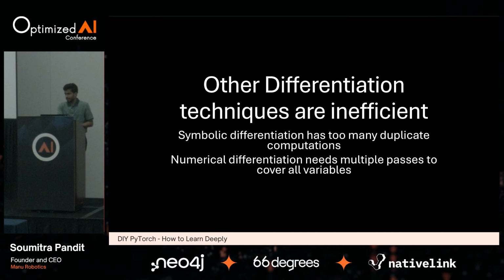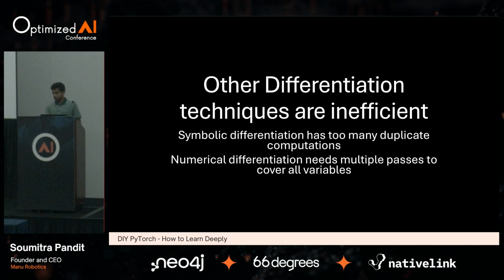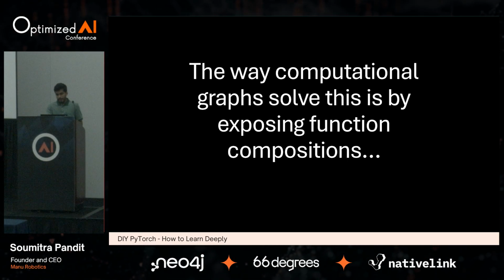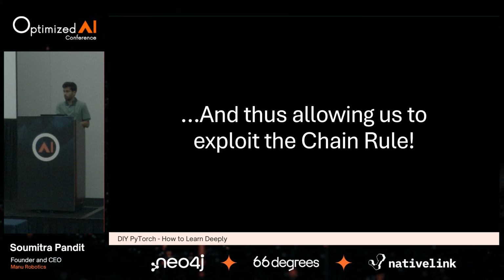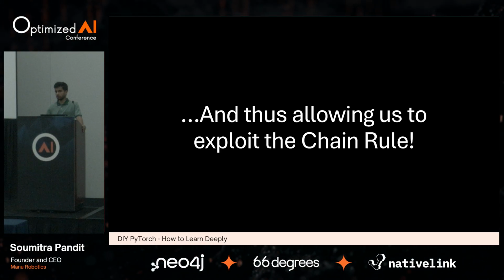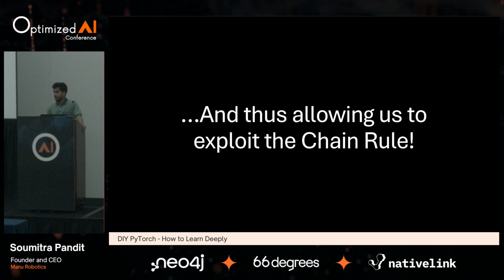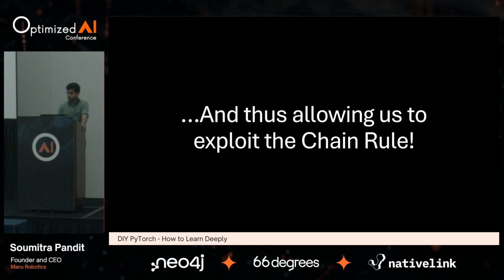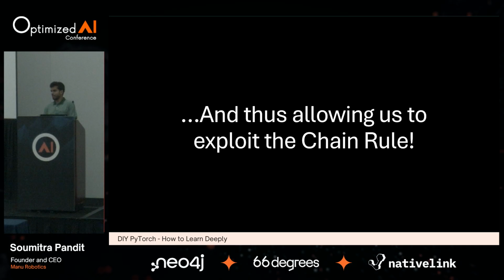Our schematic actually solves this in a very elegant way. It exposes function compositions and allows us to exploit the chain rule. Now, I don't know if all of you remember what the chain rule is, but it is something that was taught to us in calculus, and it allows us to see how function compositions can be broken down to create derivatives. So what does it look like? Chain rule looks like this.